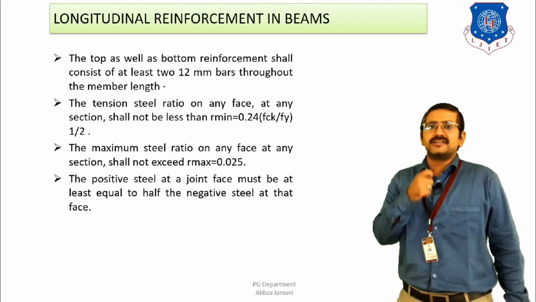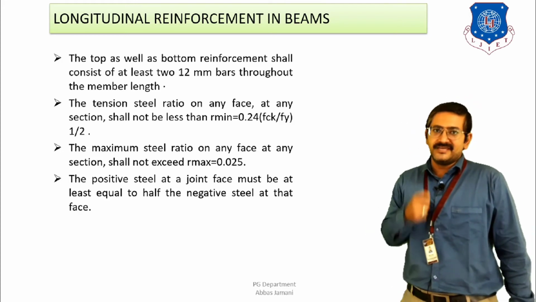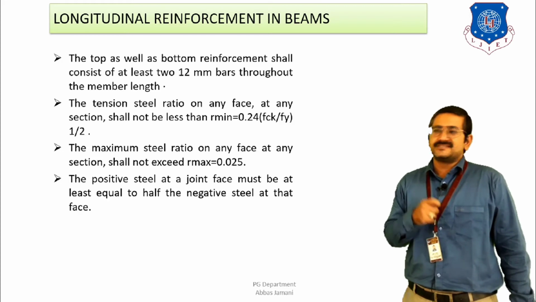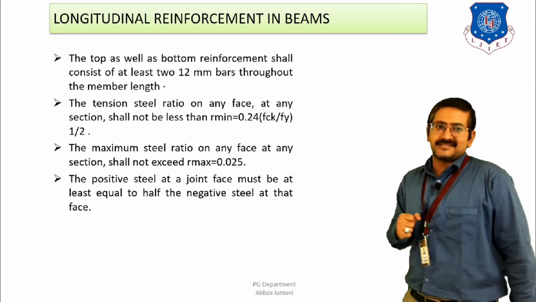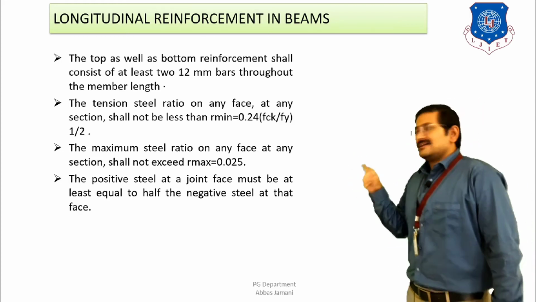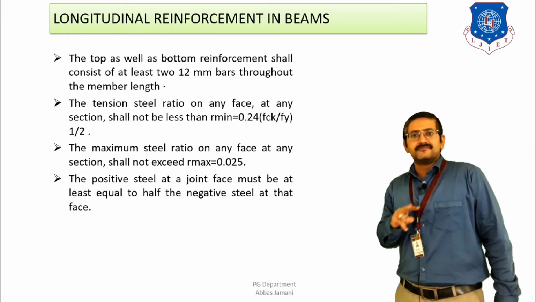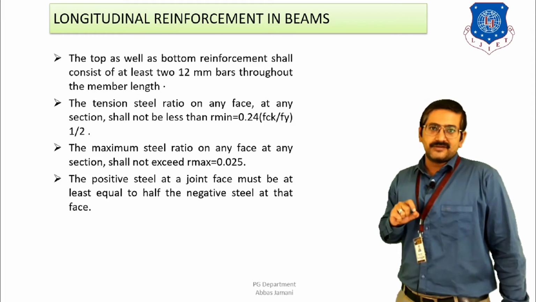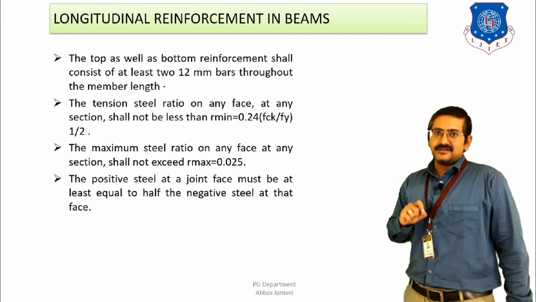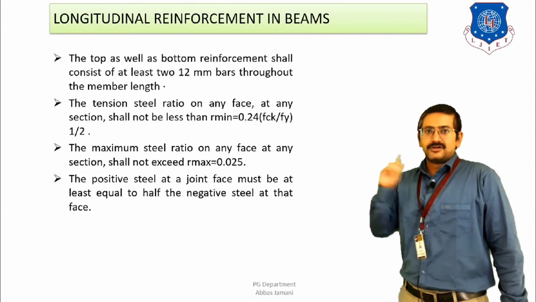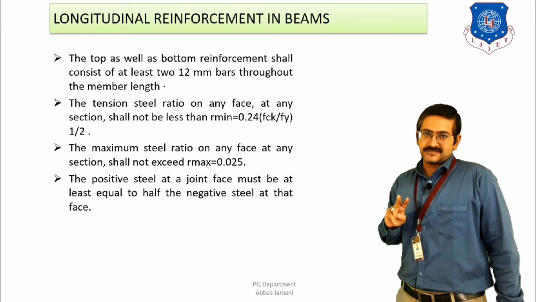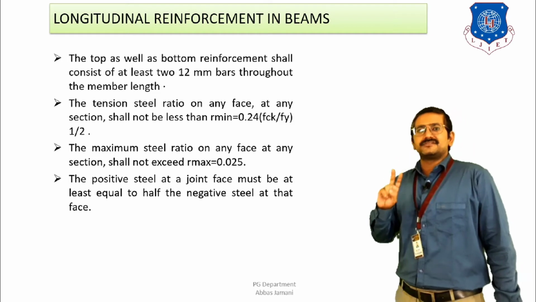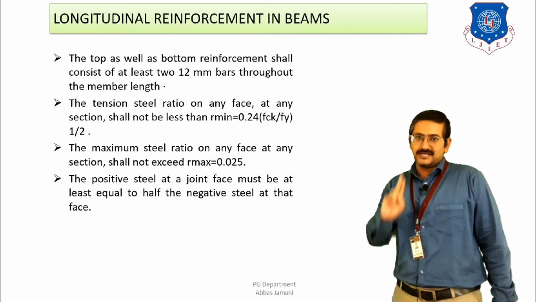So when I talk about the longitudinal reinforcement in beams, IS 13920 again gives you a list of guidelines. First, at the top and bottom of the beam, a minimum of 2 12 mm bars should go throughout the length of the beam. That is, 2 12 mm bars at the top and 2 12 mm bars at the bottom as bottom reinforcement, and these bars should go throughout the length of the beam.